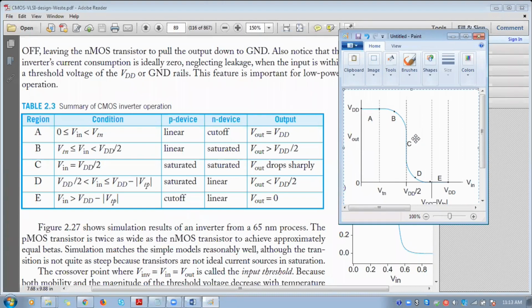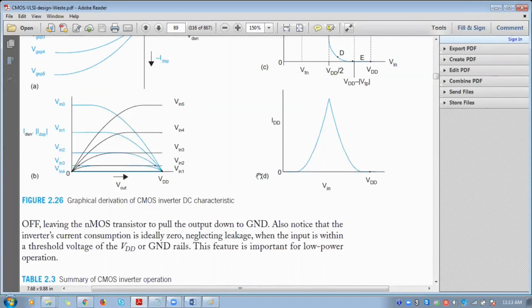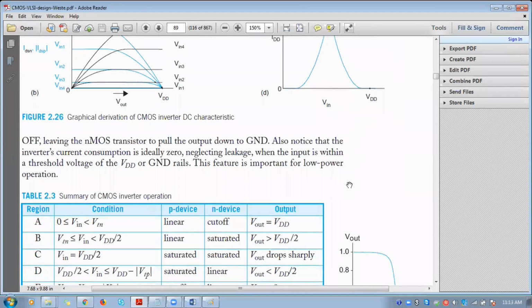Region C. At this particular point, both NMOS and PMOS will be in the saturation region. So at that time, we will be experiencing a short circuit between VDD and ground, when both NMOS and PMOS are in the on condition. Your circuit will be connected directly to the ground. At that time, a high IDD current will be flowing from VDD to ground, a short circuit.